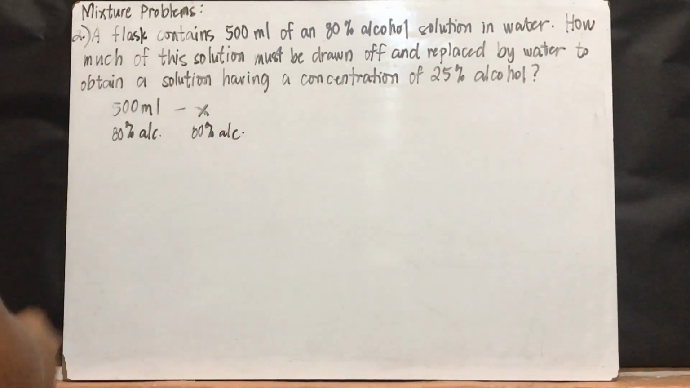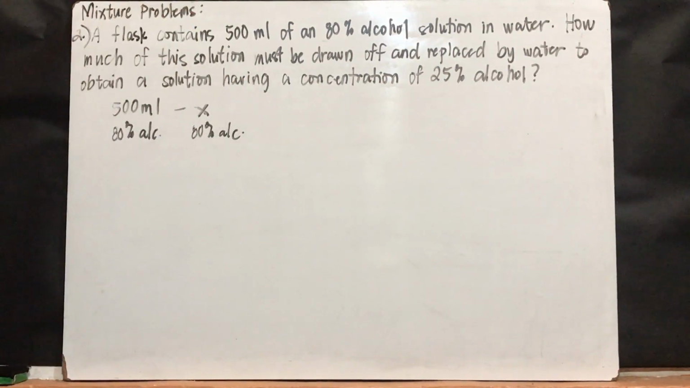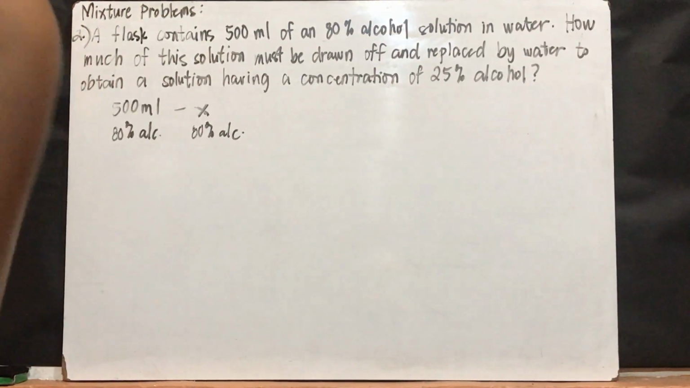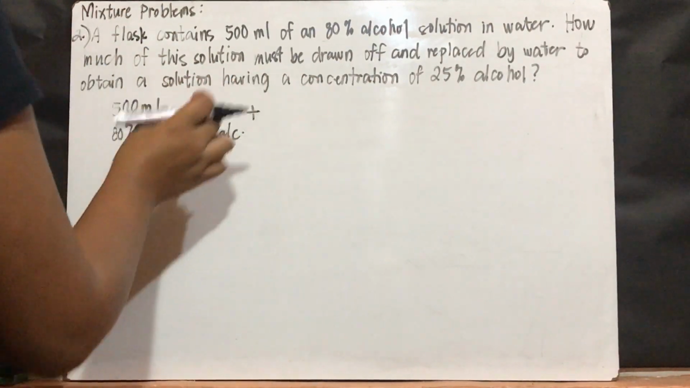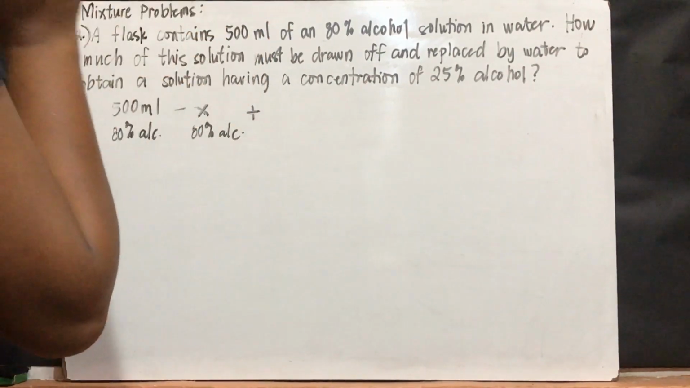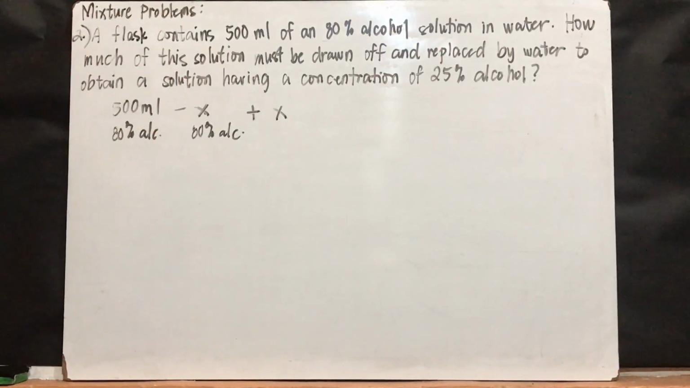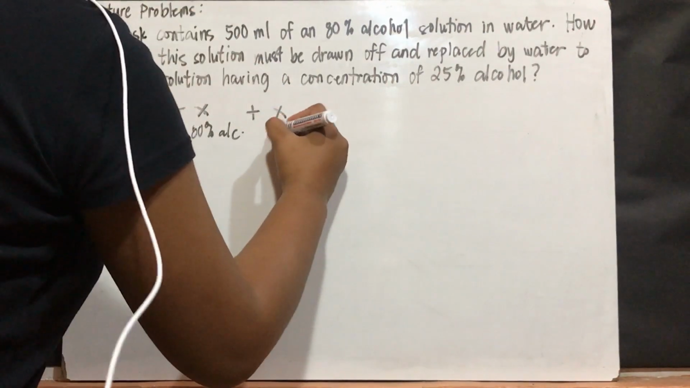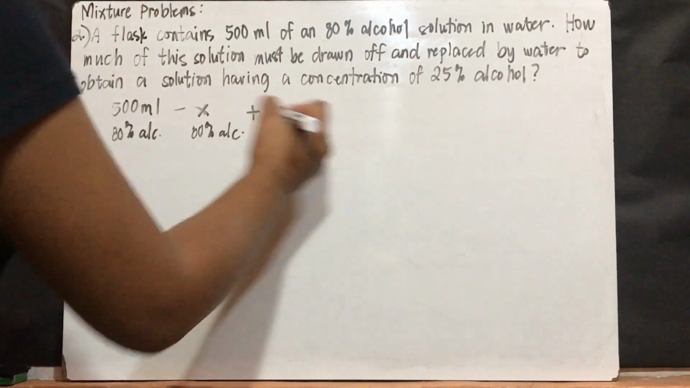Because from that 500 ml, with an unknown amount, nagtanggal ka, and it is still with an 80% alcohol concentration. And now, replaced by water. So, mag-a-add ulit tayo yung amount na tinanggal natin from that solution is then replaced with the same amount but this time with pure water. Since alcohol yung kinuha natin na concentration, magkakaroon siya ng 0% alcohol dahil pure water na yung pinalit natin.